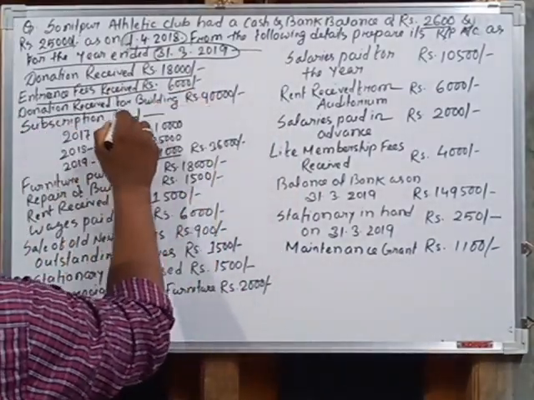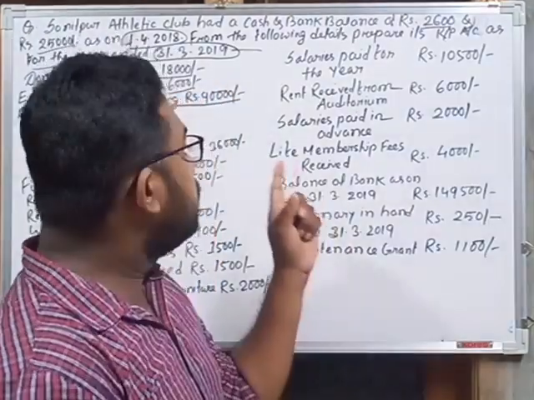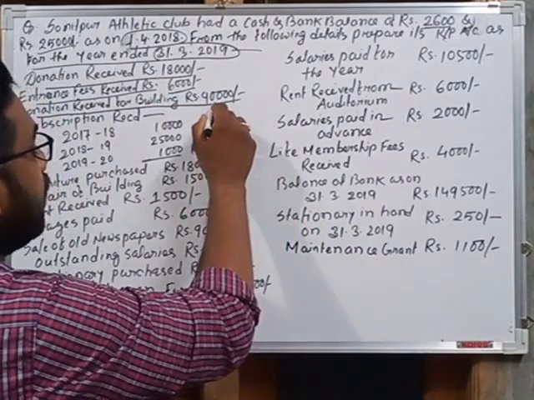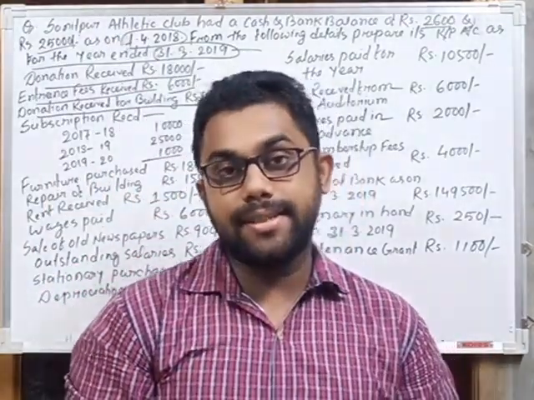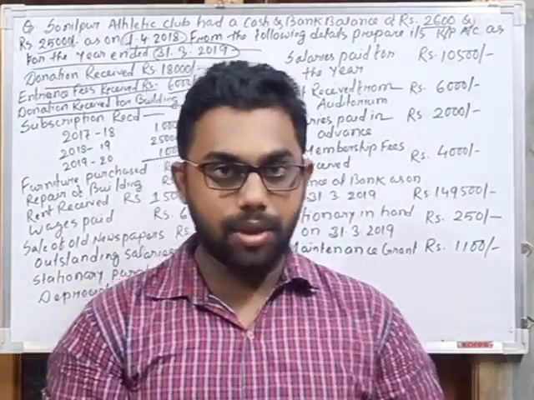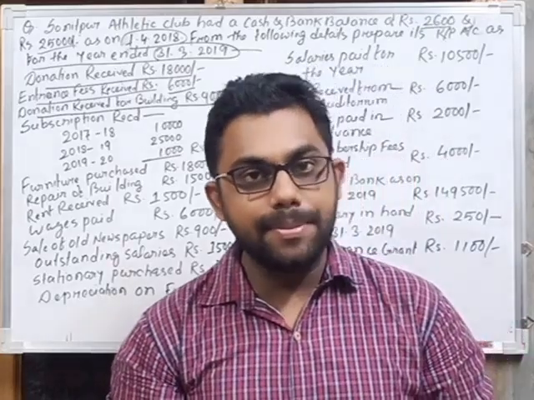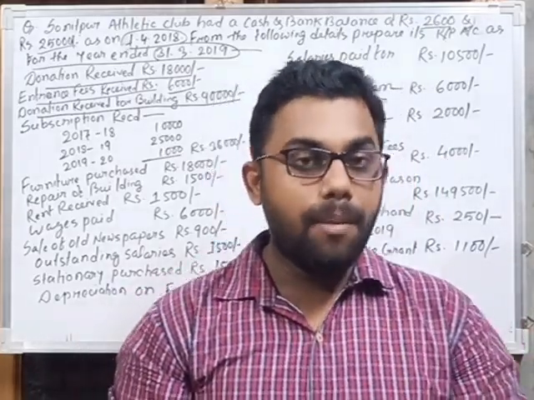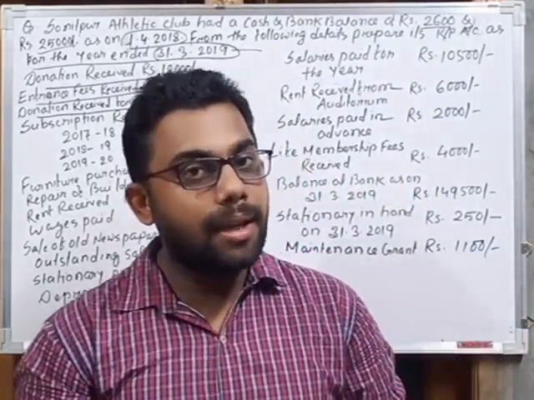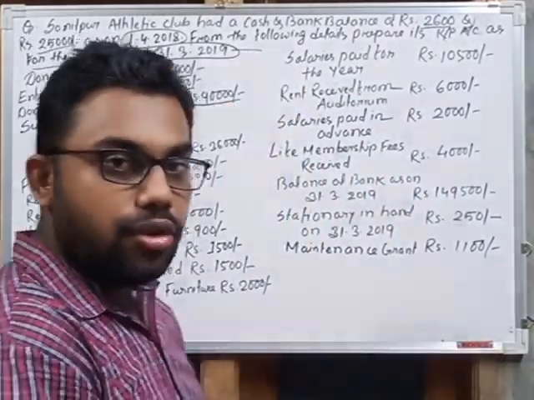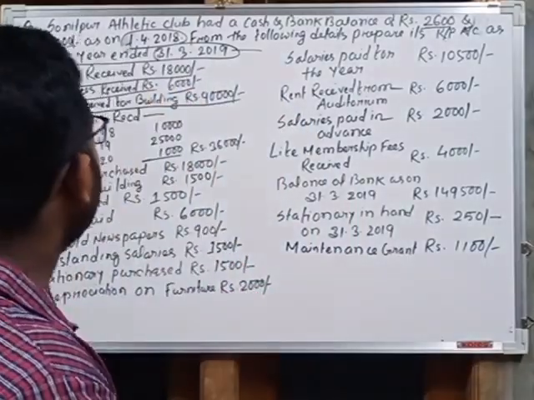Next, donation received for building, rupees 90,000. While discussing receipts, we find they are of two types: capital receipts and revenue receipts. But the receipts and payment account includes both revenue receipts and capital receipts. So it is also a receipt for the non-trading organization, and it will come on the receipt side.